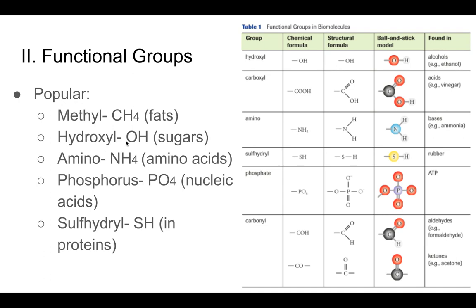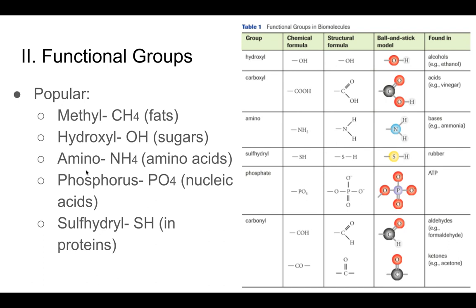Then you have hydroxyls, OHs, and we have talked about hydroxyls when we've talked about pHs and sort of where hydrogen ions and hydroxyls exist on the pH scale. Hydroxyls, we find a lot of those on sugars. And so hydroxyls will help to make a substance soluble and dissolve into water.